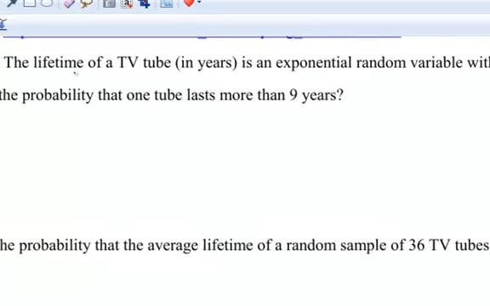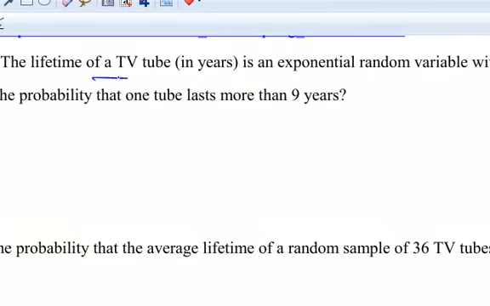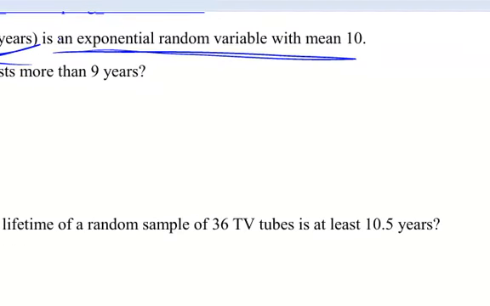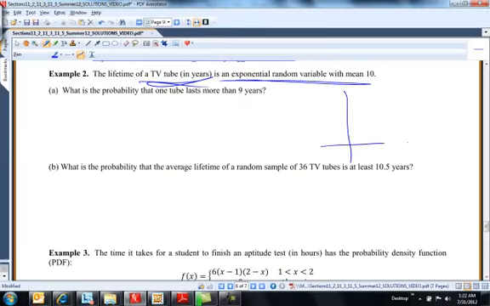Here's example 2, the lifetime of a TV tube. Is there even TV tubes anymore? It is an exponential random variable with a mean lifetime of 10 years. So here is the lifetime, looks like that should be right at 0. Here's 10 years, exponentially distributed. f of x is 1/10 e to the negative x over 10 for x bigger than 0. Okay, so there's the density function.